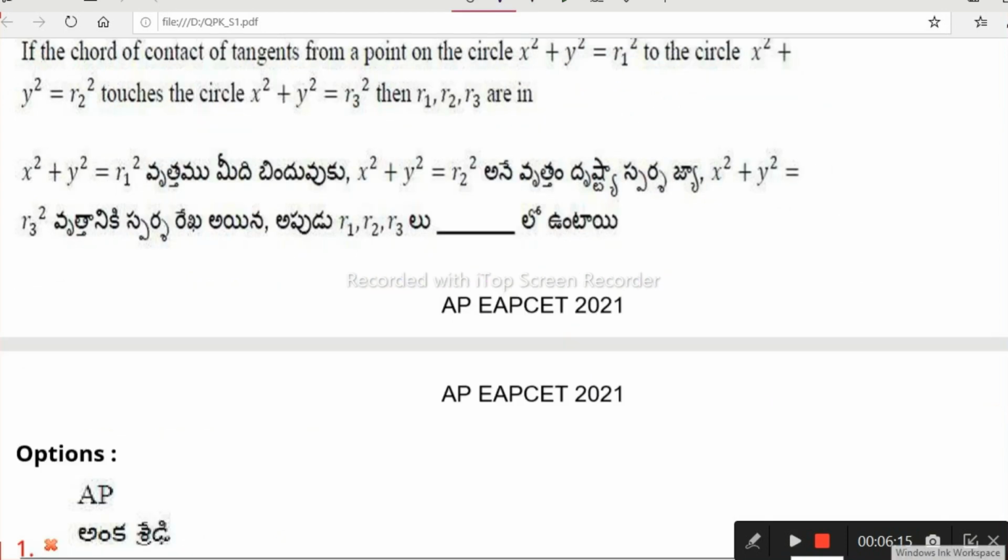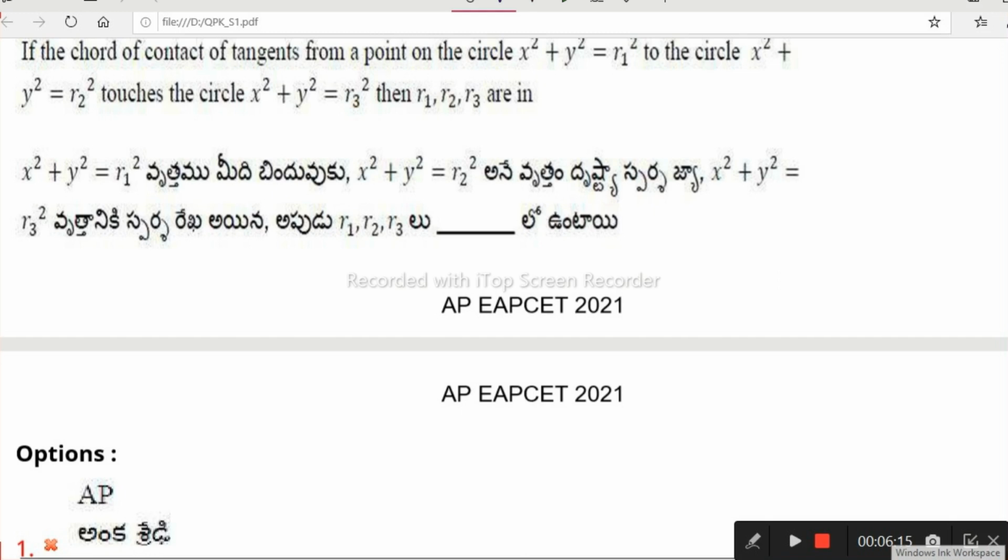What is given here? If the chord of contact of tangents from a point on the circle x square plus y square is equal to r1 square to the circle x square plus y square is equal to r2 square touches the other circle x square plus y square is equal to r3 square, then we have to find the relation between r1, r2, r3. r_n is given in series, which series you have to recognize. For this one you have to know the figure.